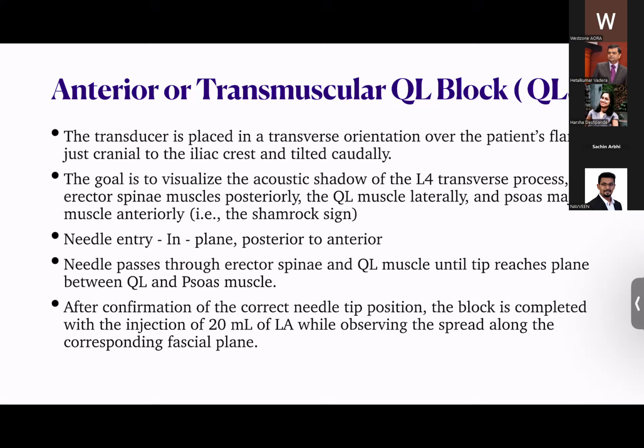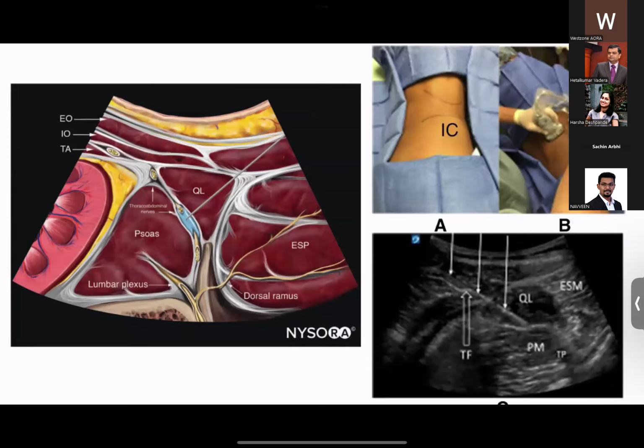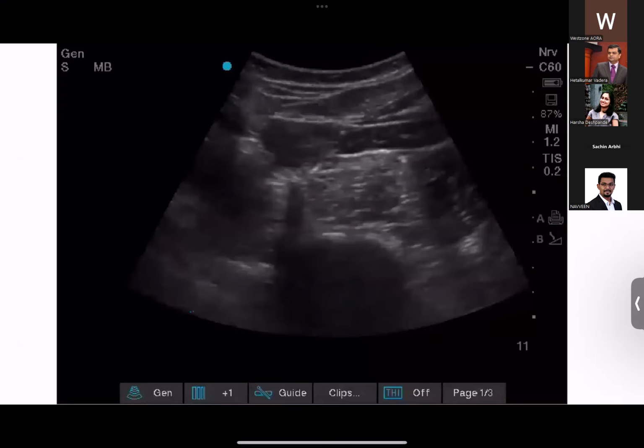After confirmation of the correct needle tip position, the block is completed with the injection of 15 to 20 ml LA while observing the spread. So here in the left image, we can see the plane between QL and psoas major muscle is considered in transmuscular QL. And in the ultrasonographic image, we can see the needle shaft and the needle tip, the tip between the QL and psoas major muscle.